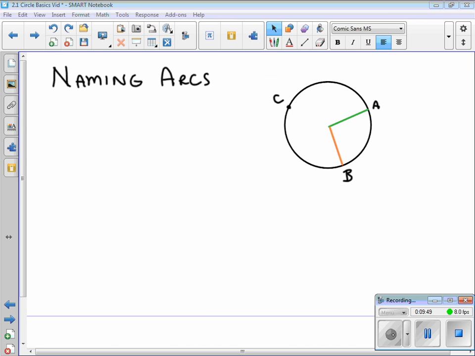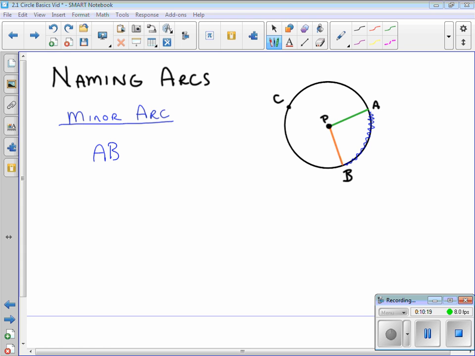All right, let's talk about naming arcs. So again, we have different kinds of arcs. We have arcs that are minor, major, and then semicircles. So an example of a minor arc in this picture that's cut by this angle, which is from the center, right? We'll call that P. An example of a minor arc would be the arc AB. We write that as AB with a bar across it.